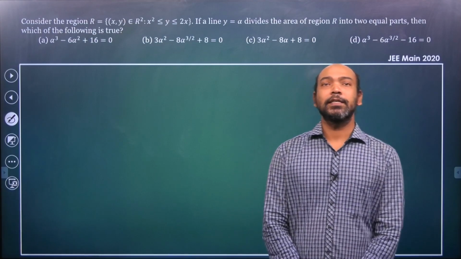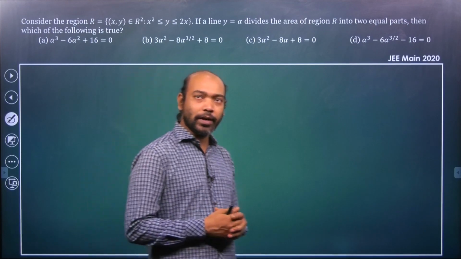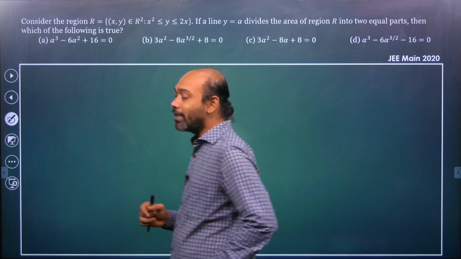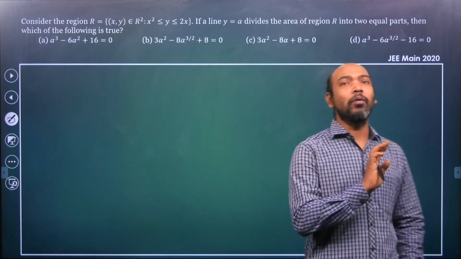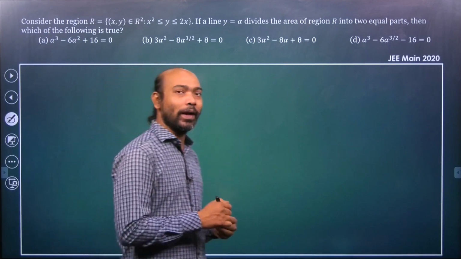Hi all. See this particular problem of area, right? Area bounded by the two curves came in the year 2020 main paper. Now what it says is that we have a region R which is bounded by the two curves: one is y equal to 2x and the other is y equal to x square.